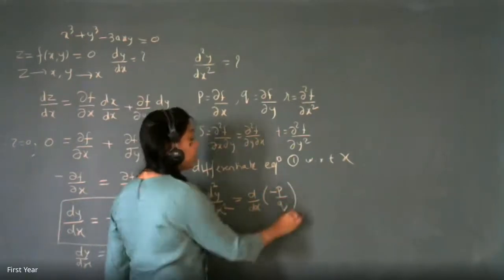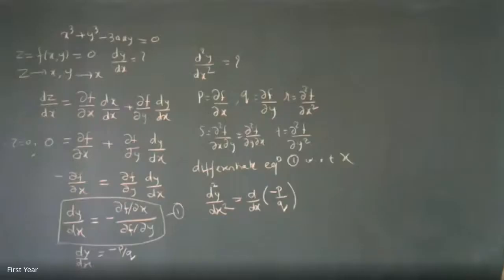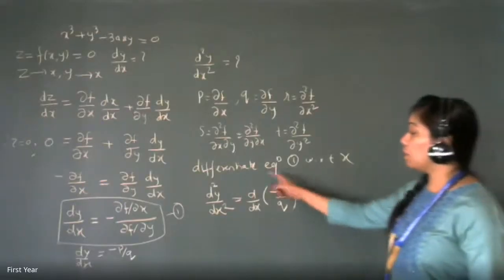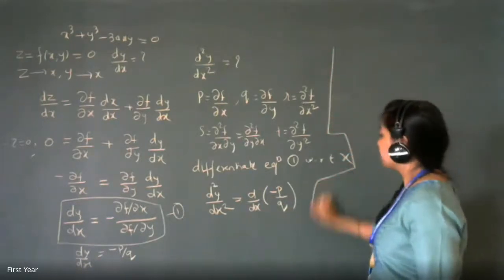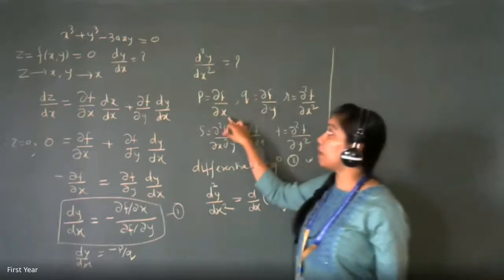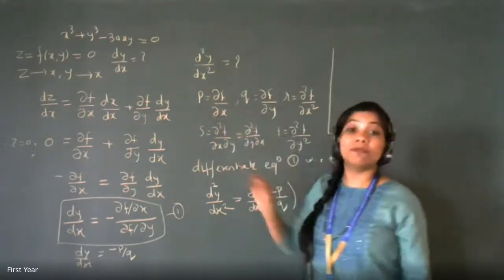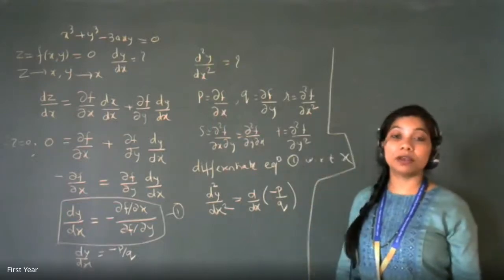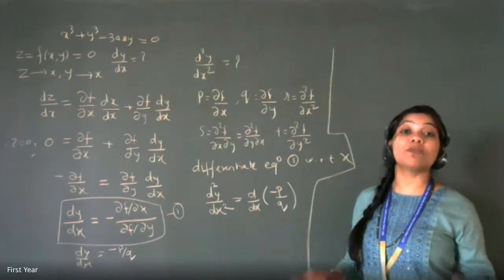Is this okay? Delta f by delta x is p, delta f by delta y is q. So d2y by dx square will be derivative of this. Now just see how we are going to do this. This is u by v formula. P is what? Delta f by delta x. F is what? Function in xy. So this derivative will have x as well as y. It may or may not, but what is the most general case? It will have both the variables.